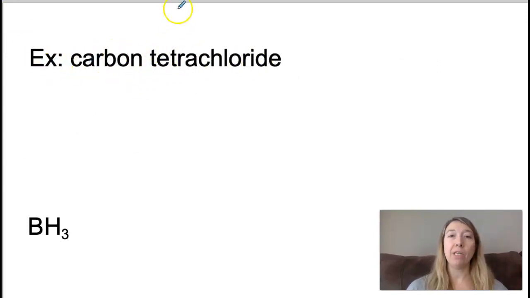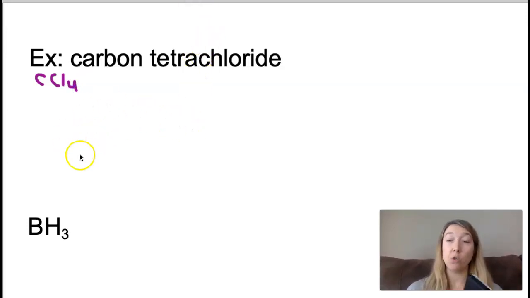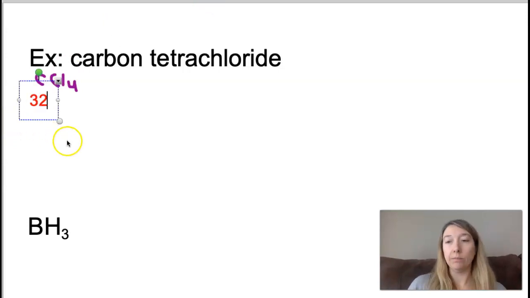So the first one we have is carbon tetrachloride. Carbon tetrachloride is CCl4. Whichever way you found was the better way for you to do your Lewis diagrams, that is the method you should follow to start, right? Regardless of which method you're using, we still have to figure out our total number of valence electrons. So we have carbon at 4, and then we have 4 chlorines at 7. So our total valence electrons is 32.